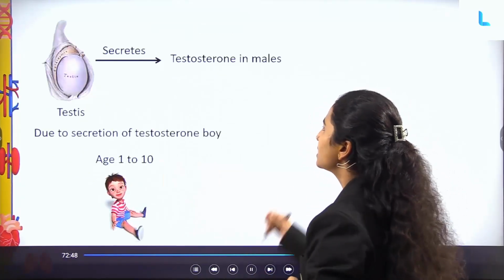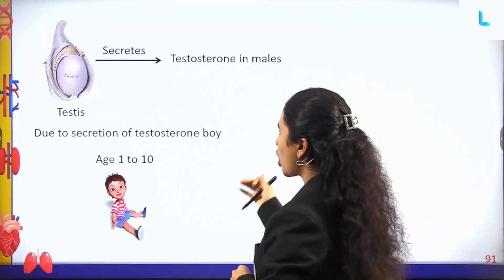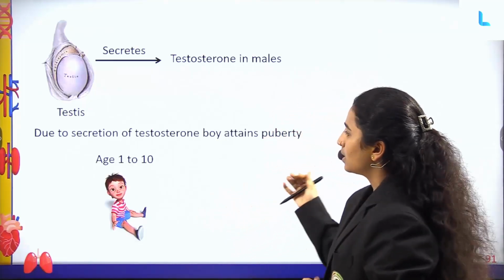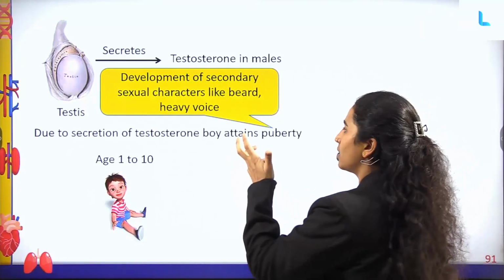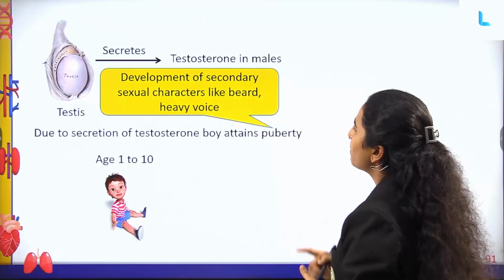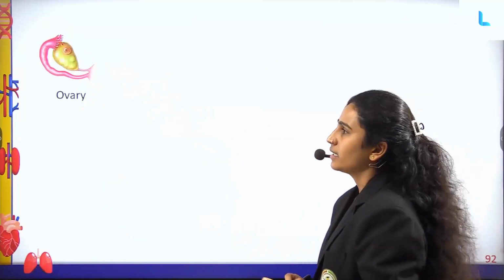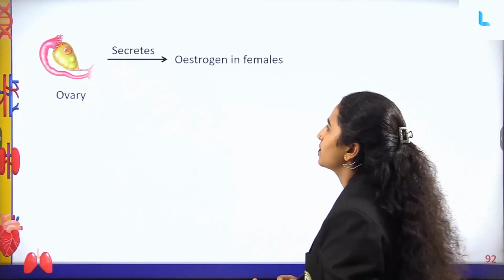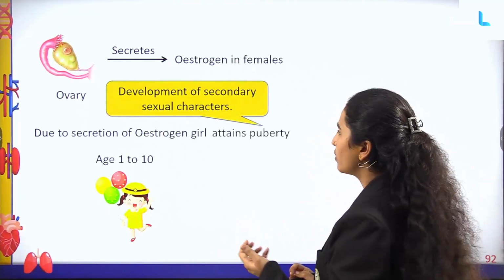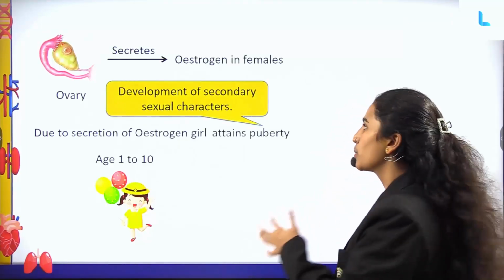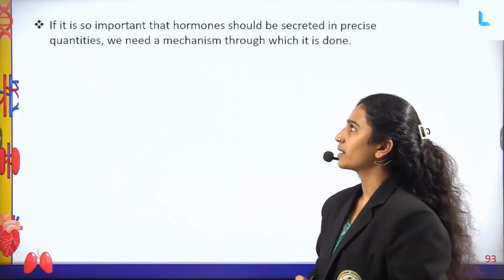Next, the testes. They produce testosterone hormone in males, which causes boys to attain puberty, that is, boys get those boyish attitudes after the release of testosterone. This brings the development of secondary sexual characteristics like the heavy voice of boys or men and the beard. The ovary secretes estrogen in females. Due to the secretion of estrogen, the girl attains puberty, and this is how the secondary sexual characteristics of women are also obtained.